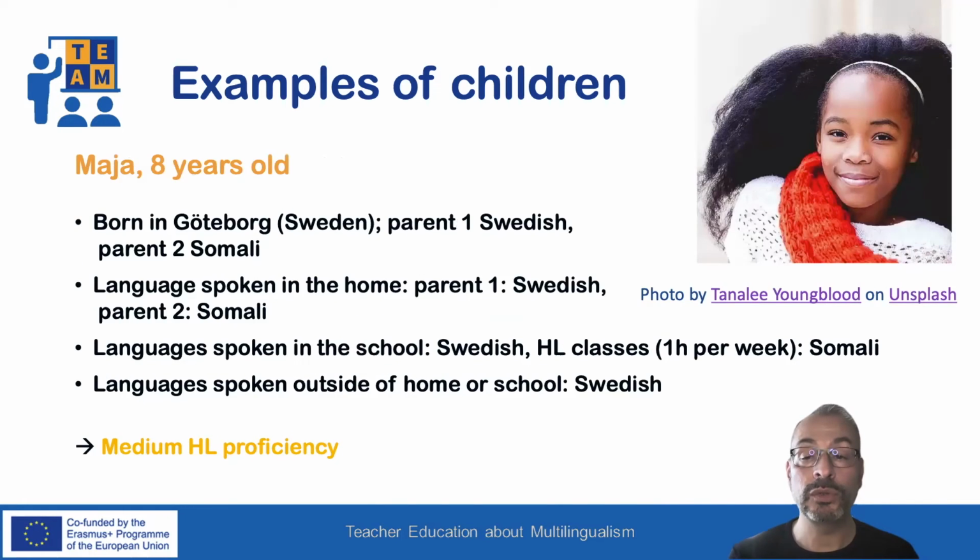Maya is 8 years old. She was born in Gothenburg in Sweden and has 1 Swedish and 1 Somali parent. She speaks Swedish with 1 parent and Somali with the other one. Schooling is only in Swedish, but she attends a heritage language class once a week for 1 hour. Outside of the home, she only speaks Swedish. Therefore, she has a medium proficiency in Somali.